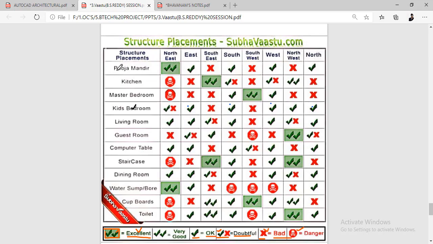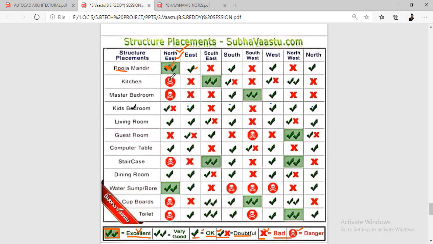So like that, if you come to the puja, what we talk about, northeast is a good place. So northeast we need to provide a puja. And come to the east side, yes, we can provide it. Southeast, see, what is this? Bad. You can't provide in the southeast. And south side, yeah, you can, it's okay. No problem. And southwest, it's bad. And west side, it's okay. Northwest, it is bad. And north side, yes, okay.